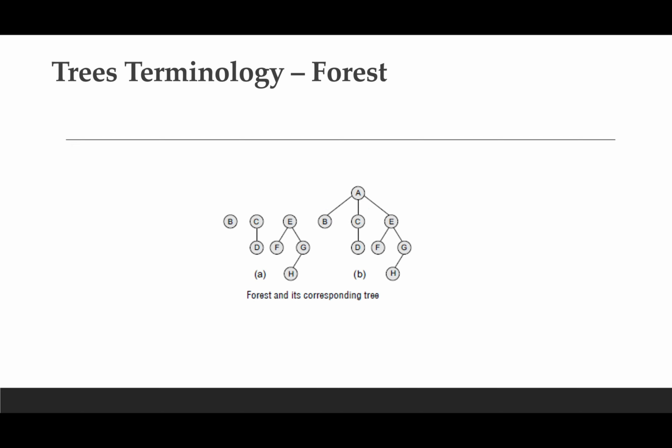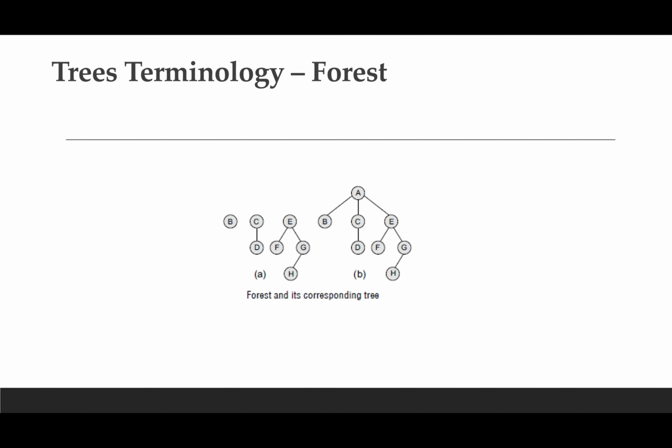If we take this example, what is the path from A to G? We can travel from A to B, then B to D and D to G. So this is the path. And what is the path for F? A to B and B to F. It is a path.